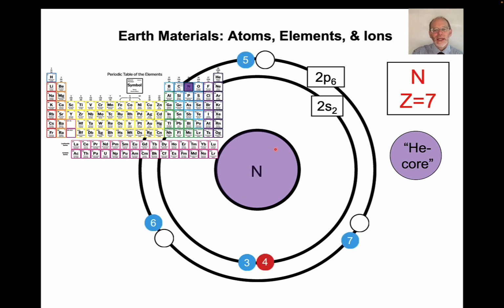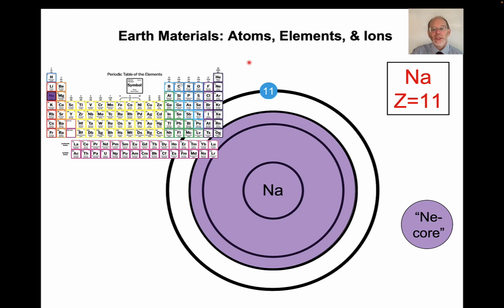Nitrogen also has a filled helium core. The first shell is completely filled, and it has 1, 2, 3, 4, 5 electrons in its second shell, so it has 5 valence electrons. If we look at sodium, the first and second shells are filled. It has a neon core. It has a single electron in its outer shell, so it has a single valence electron.